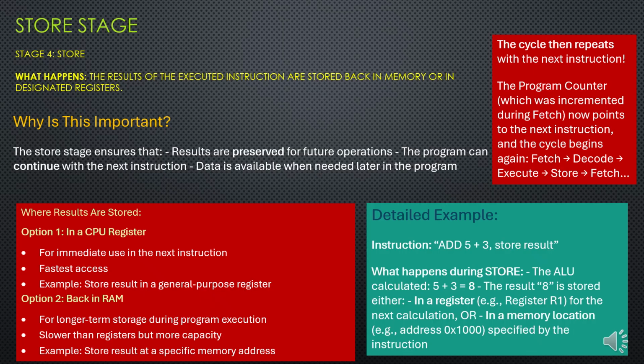Option 2. Back in RAM. If the data isn't needed right away, it gets sent to a specific address in the computer's main memory, RAM. Slower than registers, but offers more capacity. Once this data is stored, the cycle is complete. The program counter advances, and the entire fetch, decode, execute, store cycle starts all over again for the next instruction.